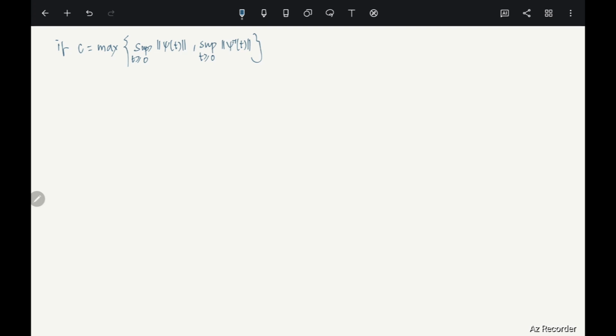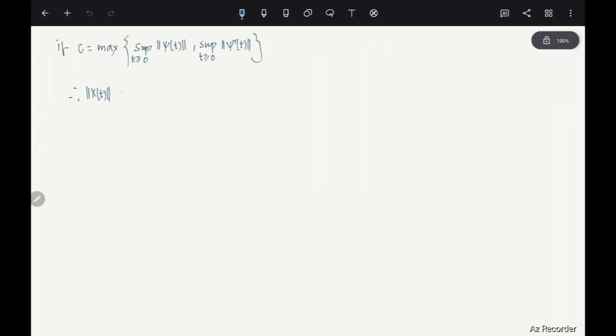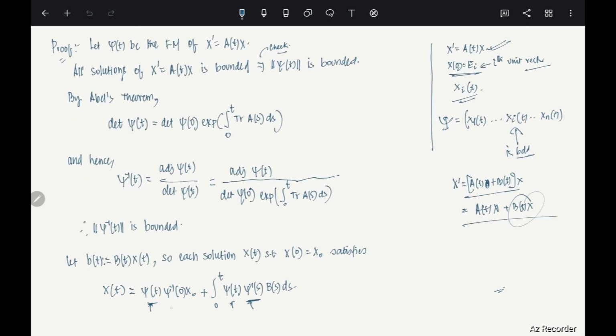Why? Because if we do that, then we have the norm of x of t. See here, I have this phi of t, phi inverse of s. This part is there, so I can take the maximums outside. You understand? Each of these can be dominated by C, so I can take that out. So by the triangle inequality, you can write it as C naught plus C squared, where C naught is basically this particular bound. I am just writing it as C naught.